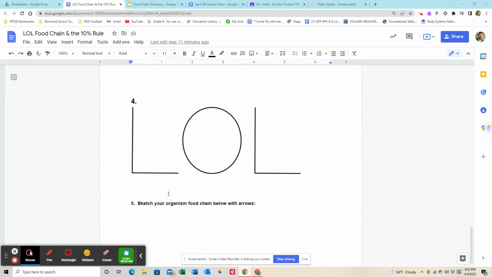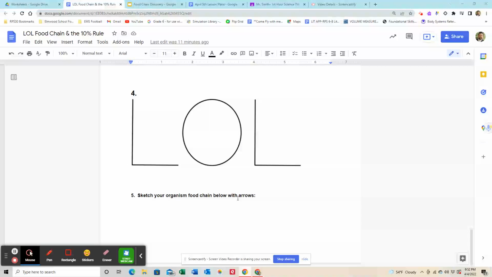And then what you're going to do is sketch your food chain. So much like you saw in the PowerPoints, you can draw little sketches of those animals and show the flow of energy with the arrows between each one.